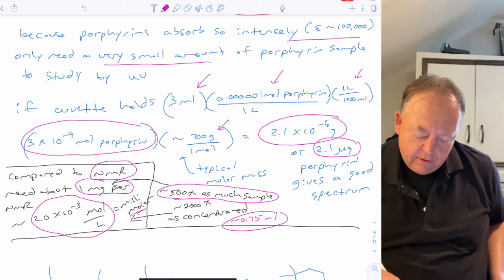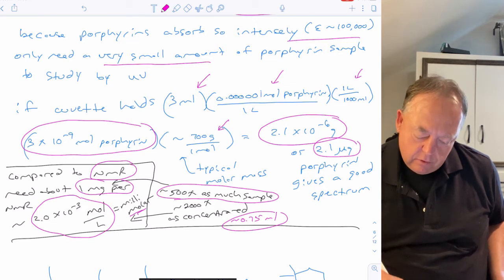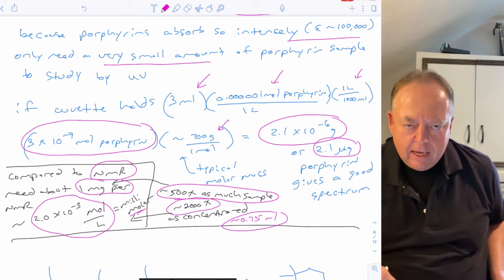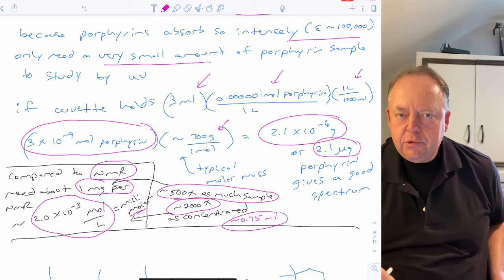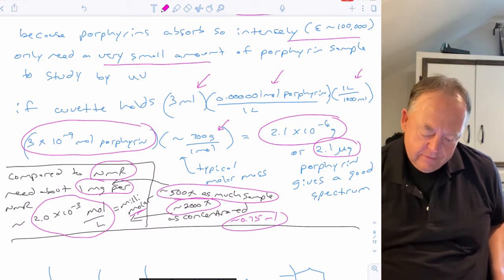So we need about 500 times as much sample and much less volume. NMR samples are about 2,000 times as concentrated as UV-Vis samples are for these porphyrins that we study.